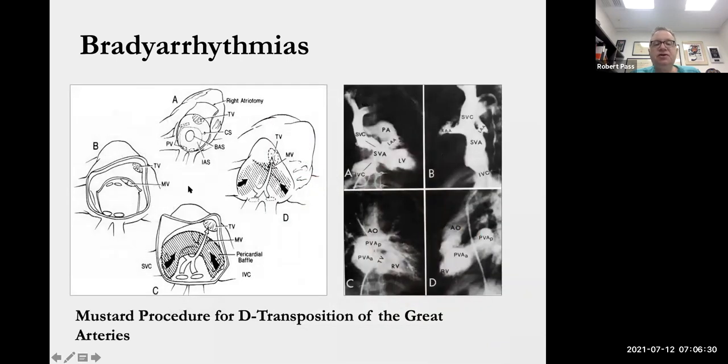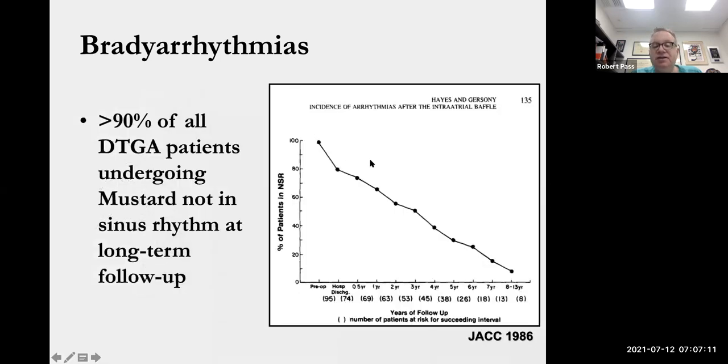So just so you understand why a person with a Mustard or a Senning would develop sinus node dysfunction, as you can see, in the baffling of the SVC and the IVC, there's a massive number of suture lines that are placed all throughout the atrium. So it would not be surprising that patients who have this type of baffle not only would have sinus node dysfunction due to scarification from all of the various scars that are placed in doing this operation, but it's also a nidus for atrial reentry later in life. And in fact, this is an old study from Dr. Connie Hayes and Welton Gersony from the 1980s, but this study has been redone about 40 times already.